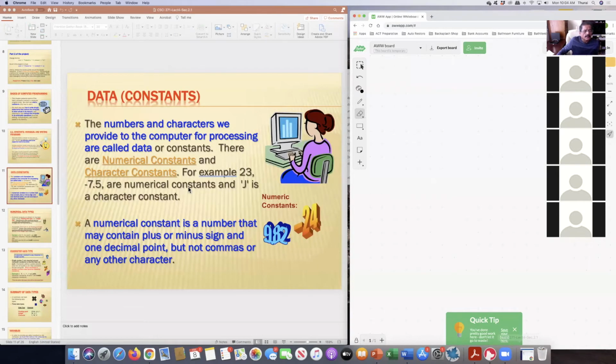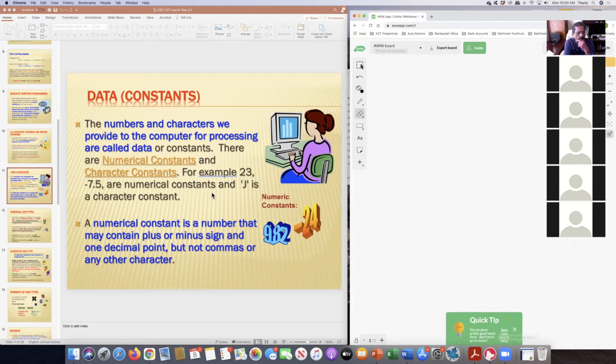So let's understand the constants. All the constants, or all the data involved in computer programming, will be categorized into two. They're called numerical constants and character constants. Numerical constants are basically numbers. Character constants are everything else, the characters. Characters are alphabets in English and symbols we use. Any symbol will be a character. So a numeric character, a number, can be used as a character constant.